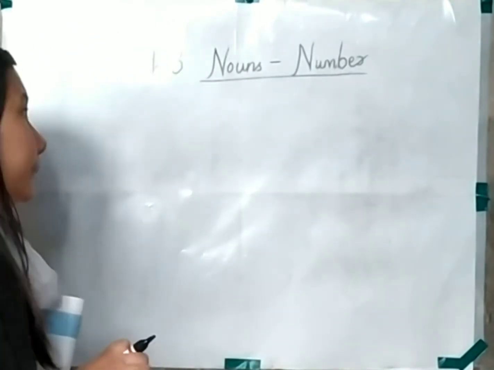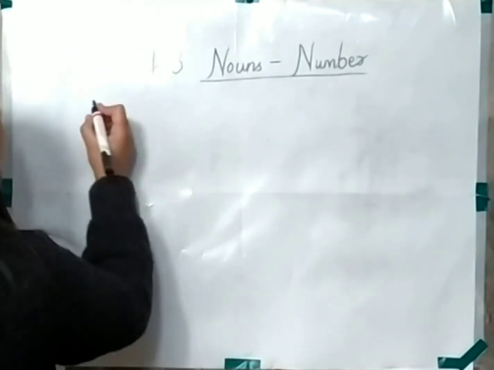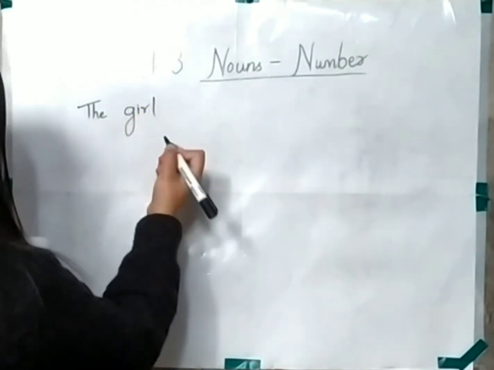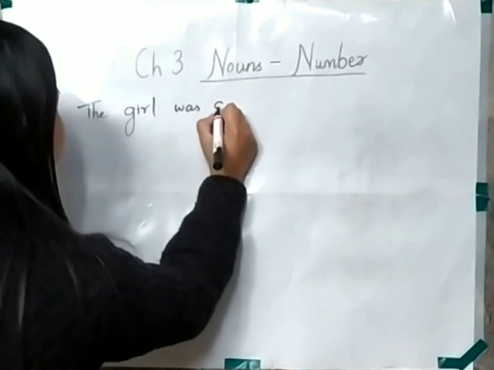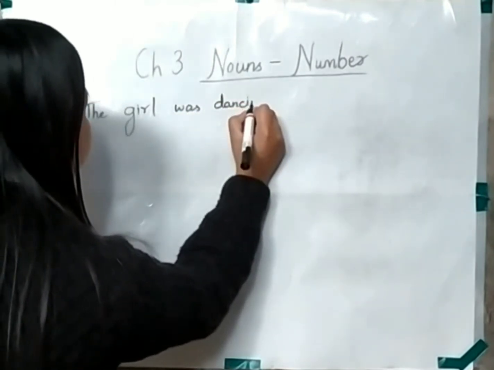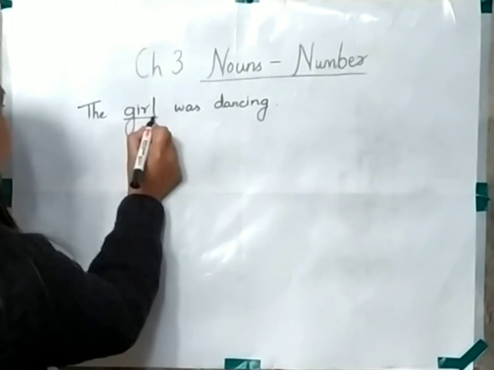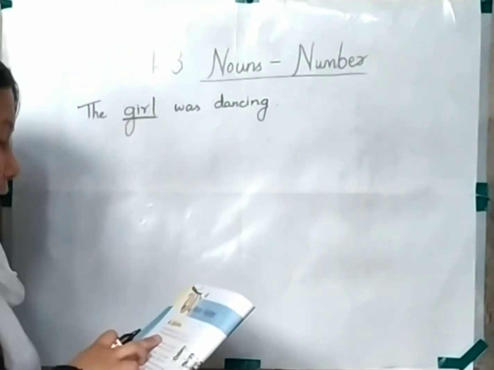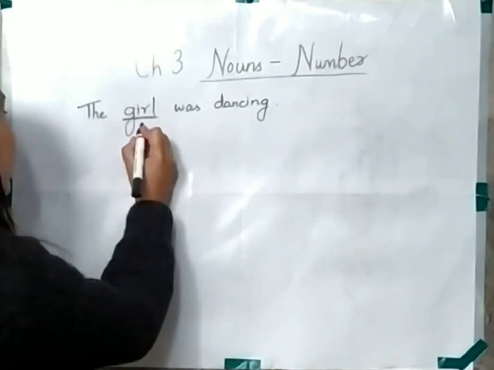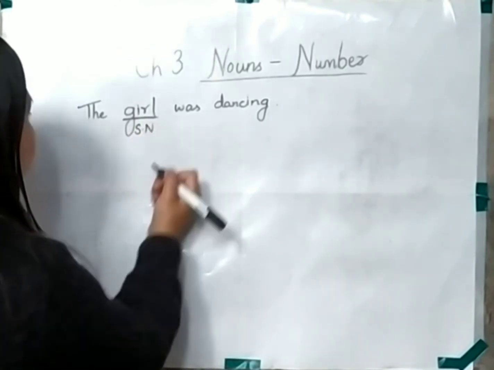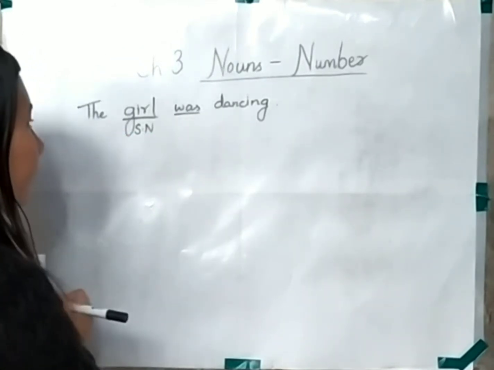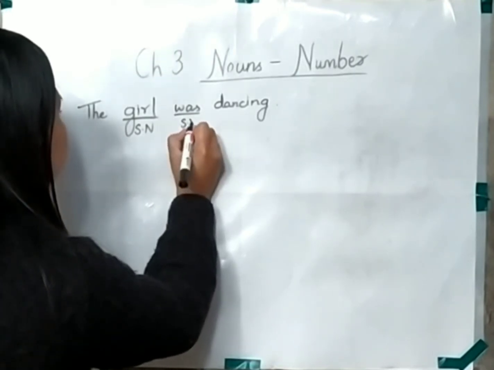Let me write one sentence over here. One of the examples: the girl was dancing. In this case, you can see that this noun refers to only one, so it's an example of a singular noun. Over here, the singular noun is followed by a singular verb. This is a helping verb, and you can see it's a singular verb.